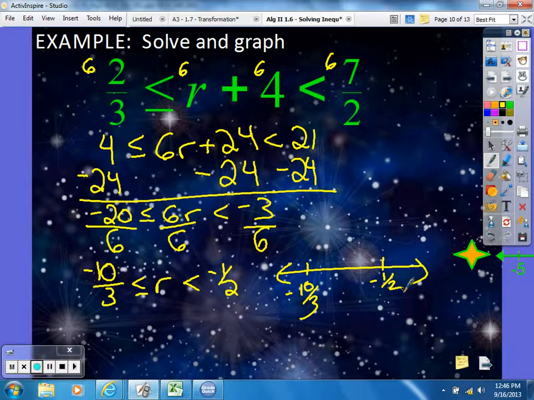Open or closed dots. How about this one? Closed. How about the other one? Closed. And since it's an R in the middle, I shade in the... There you go. That's it. Feel pretty good?